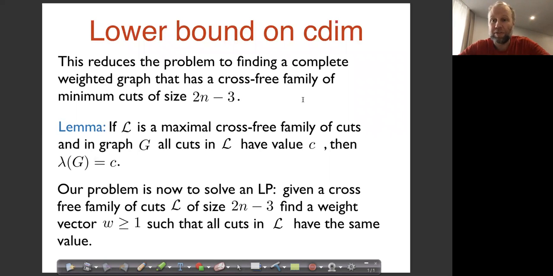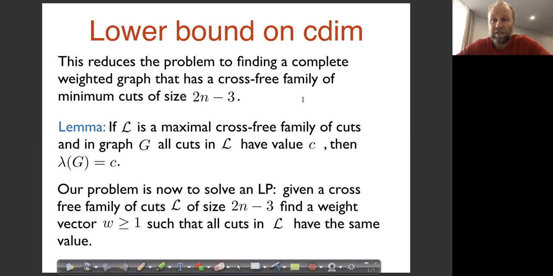So that's still not really trivial to do. So we have another lemma, which is very helpful for that task. And that's that if we start out with a cross-free family of cuts in the complete graph, and if all those cuts have the same value, C, in some weighting of the complete graph, then C must be the minimum cut value in that graph. So there can't be any cut with smaller value.